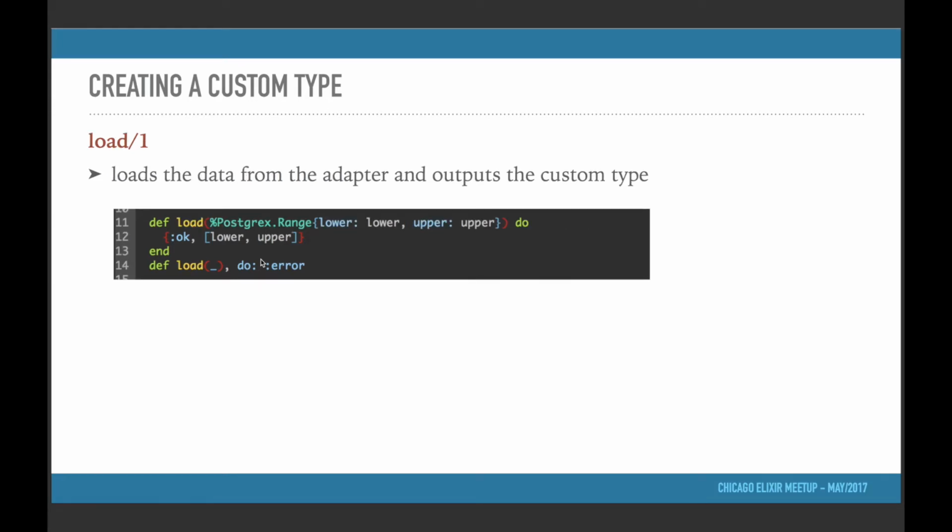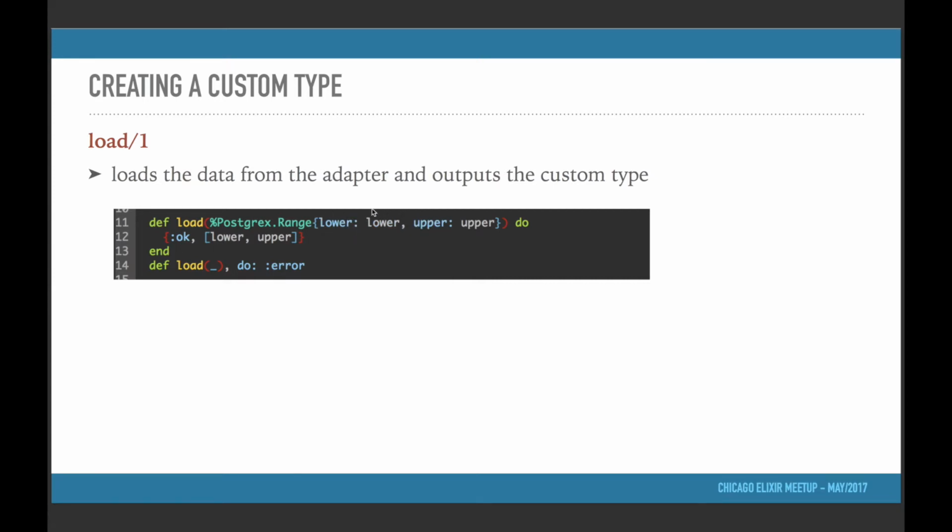The load is when my application is bringing data from the database. As I said, Ecto works with the adapter. Ecto doesn't go to the database directly. Ecto uses the adapter to fetch this data for me. So the adapter in this case, that's Postgres, knows about range and has a module, a struct in this case, to handle ranges and how to bring ranges from the database to Elixir struct.